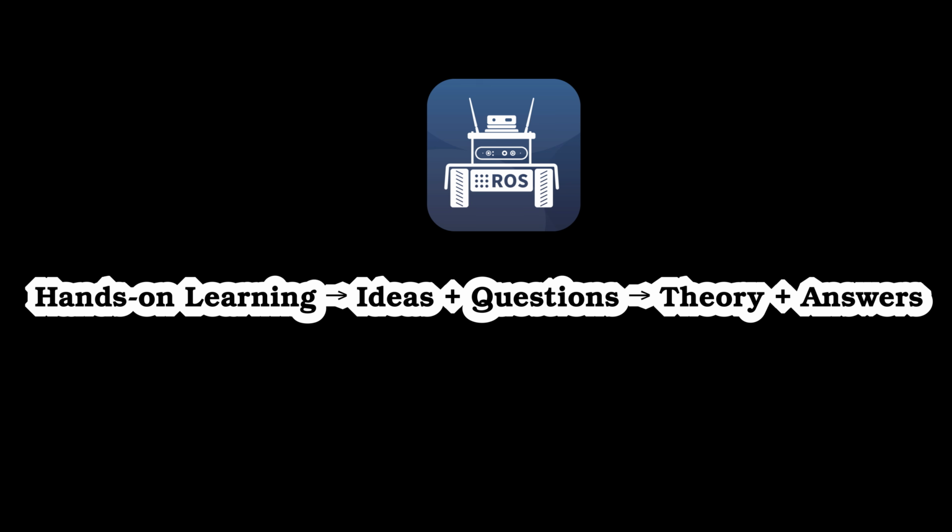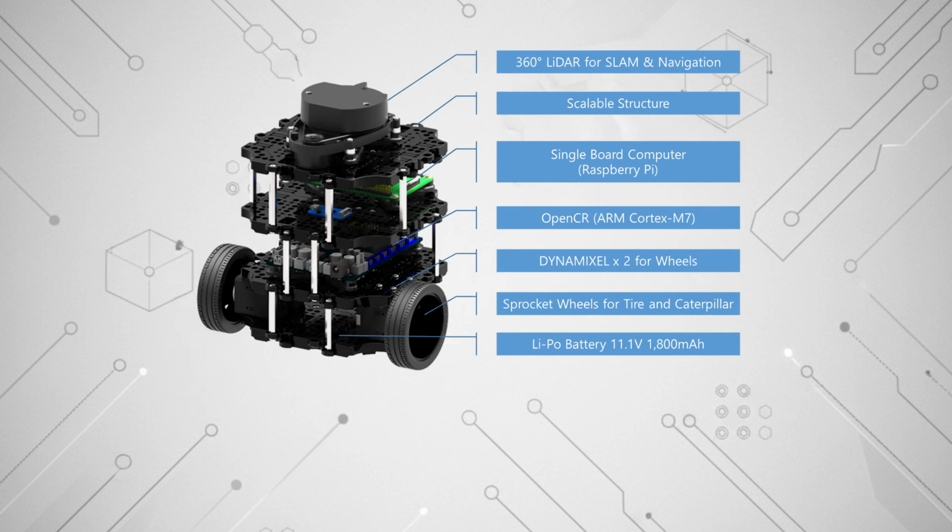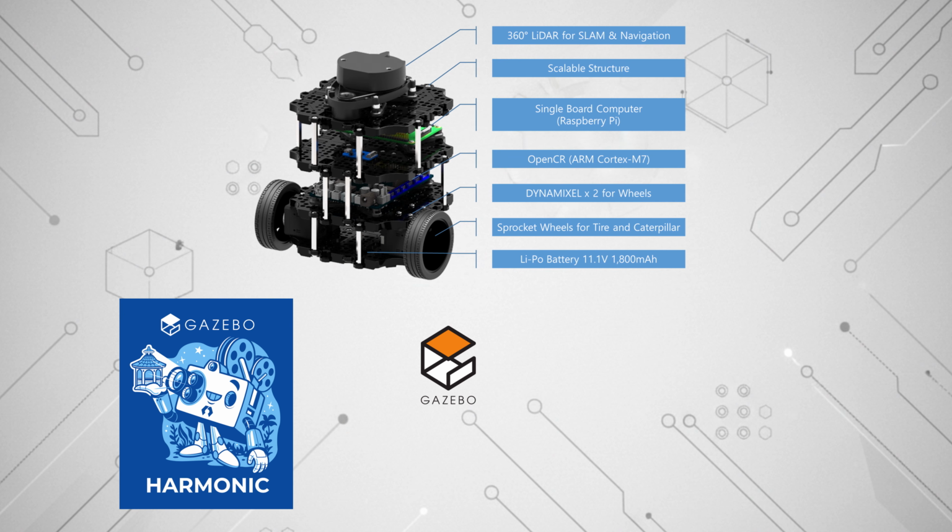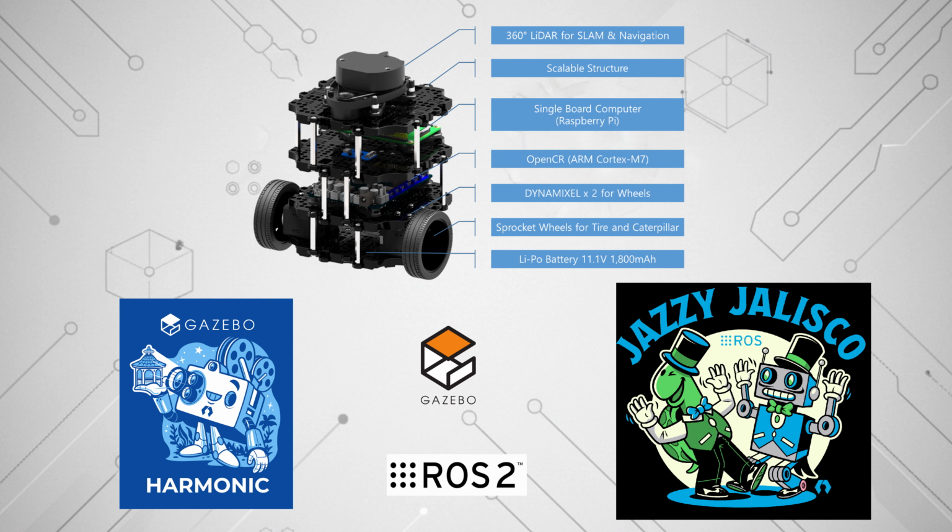In this course, we will be using the openly available TurtleBot packages, the latest LTS Gazebo Harmonic, and I will be using the ROS2 Jazzy version. But it should be working in any other combinations by just changing a few terminal commands.